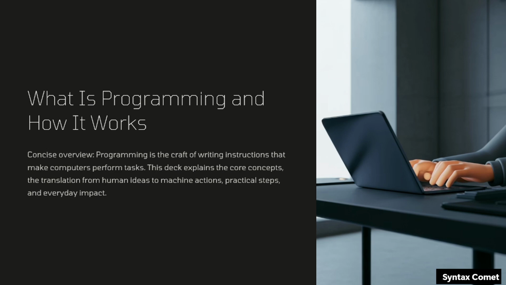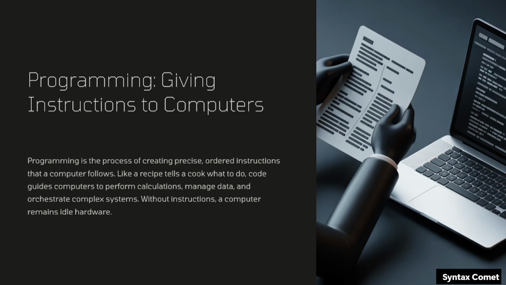Today in this video we'll see programming: what is programming and how it works. To understand in simple words, programming is the craft of writing instructions that make computers perform tasks. In simple terms, we can say that programming is nothing but a combination of logic plus presentation. How you present the logic in the form of writing is programming. This video will revolve around programming and how it works, starting with the very common thing, the definition. Programming is the process of creating precise, ordered instructions that a computer follows.